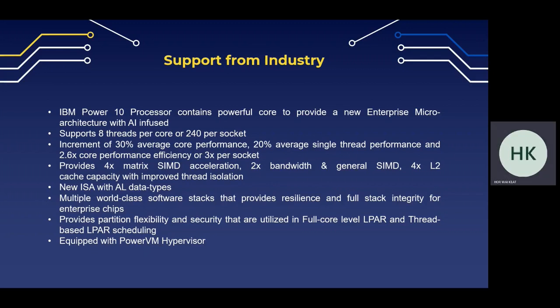In this processor, it also provides 4 times matrix SIMD acceleration, 2 times bandwidth and general SIMD, 4 times L2 cache capacity with improved thread isolation, as well as new ISA with AI data types. In terms of flexibility, it also contains multiple world-class software stacks that provide resilience and full-stack integrity for the chips of enterprise. At the same time, it also provides partition flexibility and security that are utilized in full core level allocation, thread-based allocation scheduling, and new processor with Power VM hypervisor.